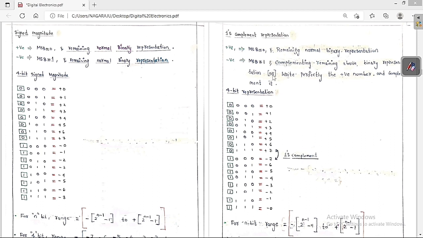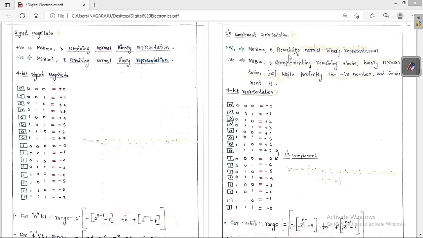So listen carefully. Here, the positive number is the same as in the previous case. Only the negative differs: MSB is equal to 1 and we complement the remaining binary representation, or write the positive number perfectly and complement it. So basically what I'm trying to say is, for a positive number MSB is equal to 0 and the remaining bits are the normal binary representation. For a negative number MSB is equal to 1 and we complement the remaining binary representation, or write the positive number and complement it.